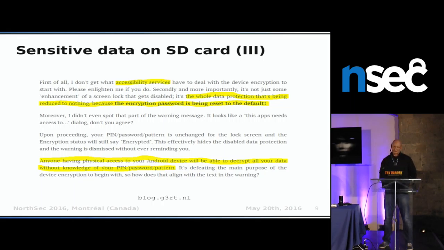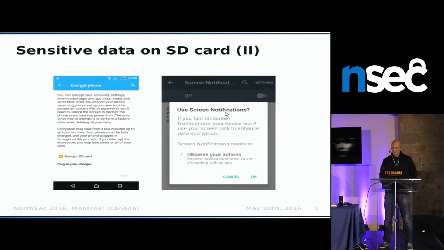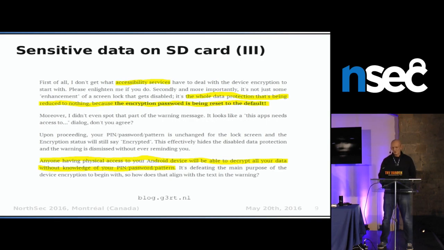He also has a nice scenario where you can do social engineering on a victim and just pretend, or force him, to install some application. In this case, Screen Notifications is the name of an application. When you try to install and enable it, it will also kindly tell you that your device won't use your screen lock and has that encryption. Nobody cares about those warnings, but all of a sudden, if you thought you were safe, you won't be safe with those kinds of applications.